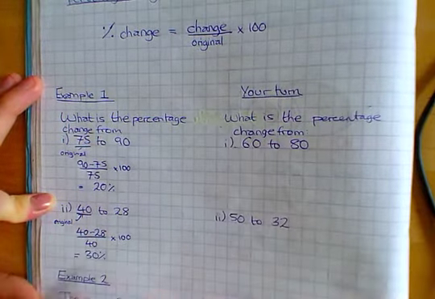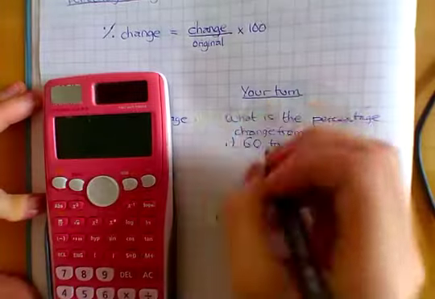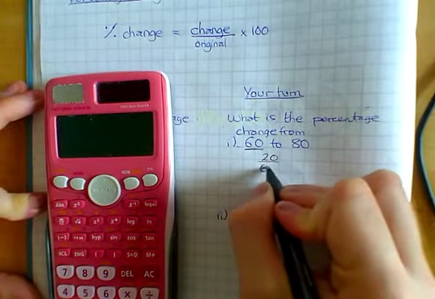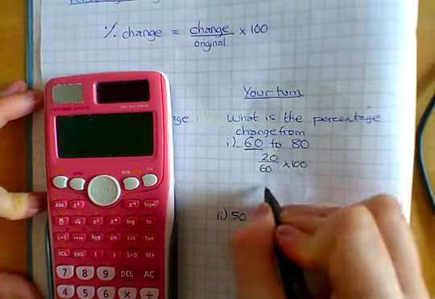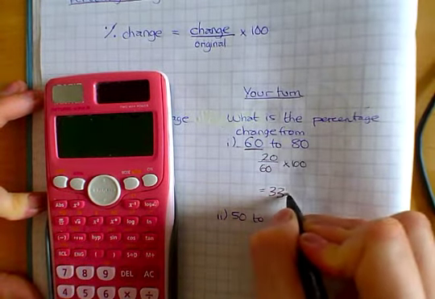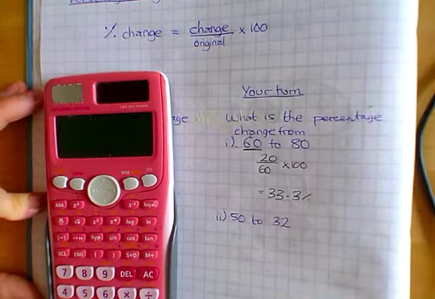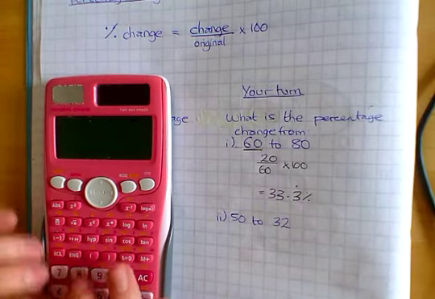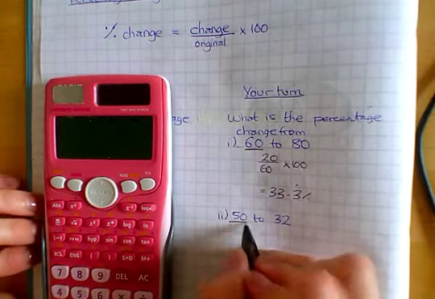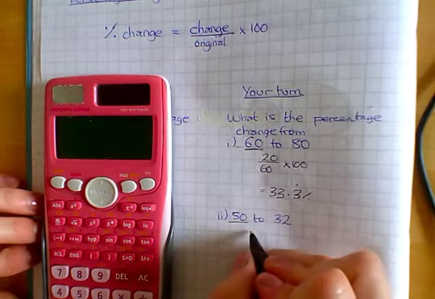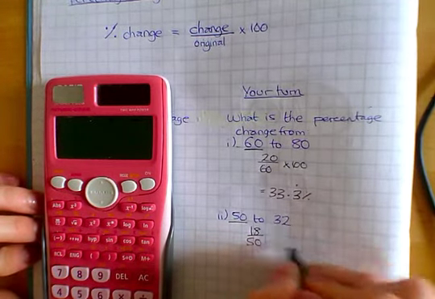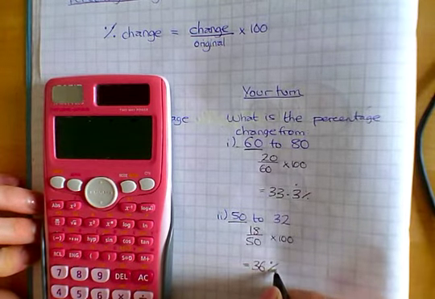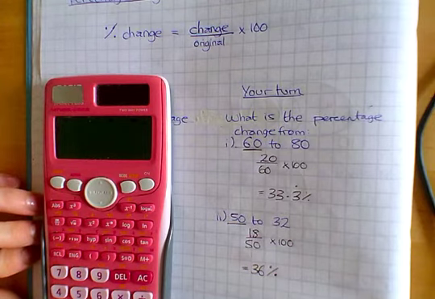What is the percentage change from 60 to 80? Well, here 60 is your original and the change is 20. So we've got 20 divided by 60 times by 100, which would give you a percentage change of 33.3 recurring percent. And from 50 to 32, 50 is your original here, the change is 18, so 18 over 50 times by 100 would give you a percentage decrease of 36%.